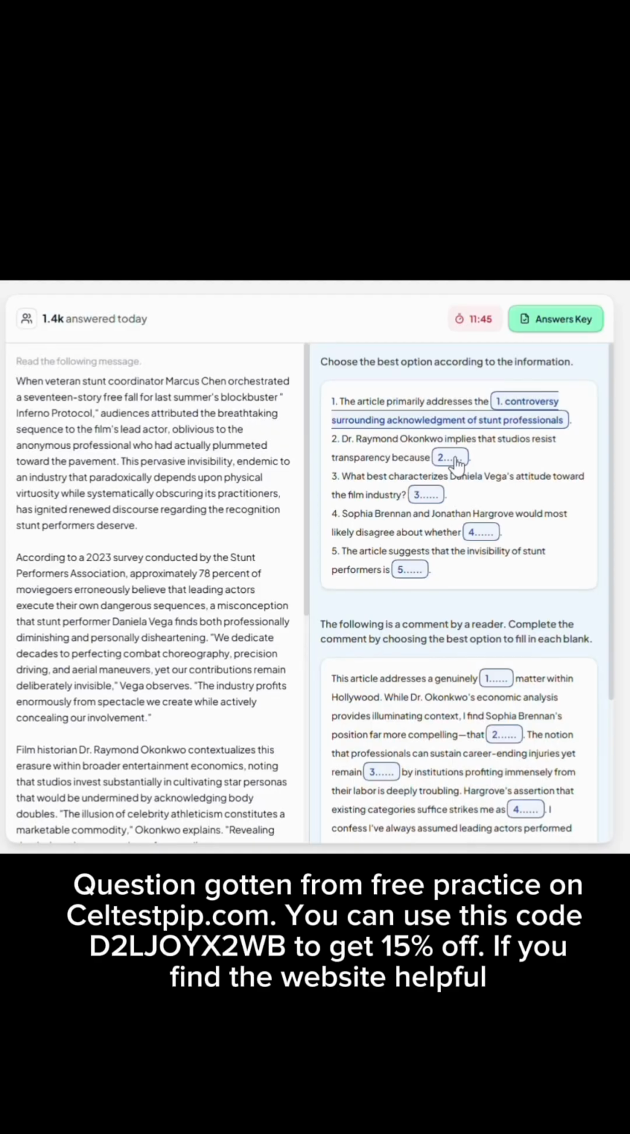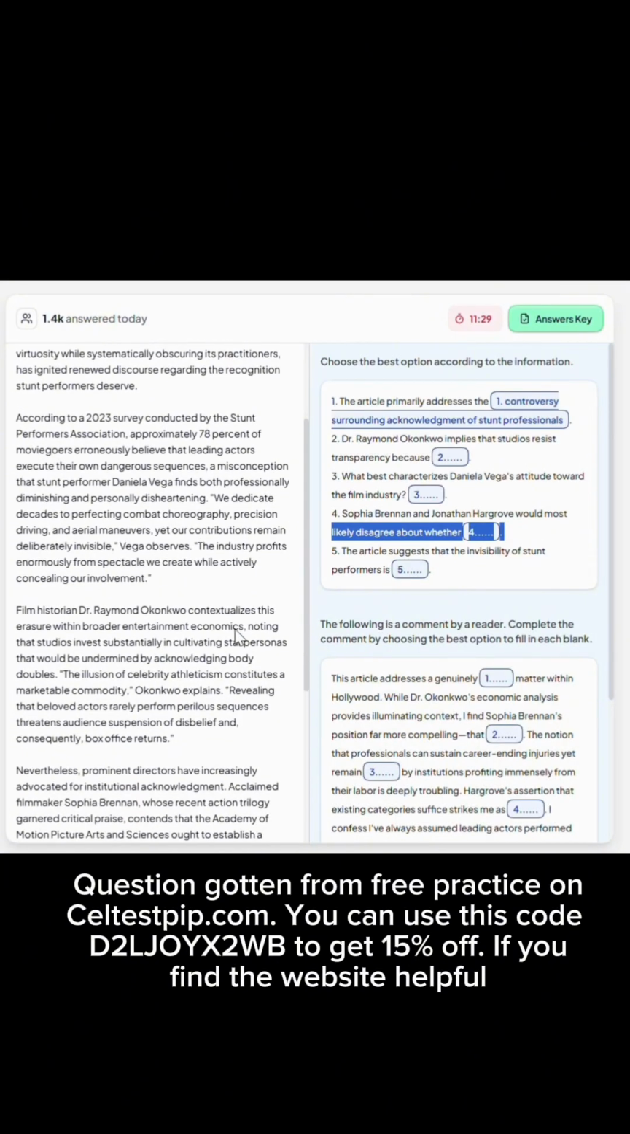So for my second question, I read the question and I get the keyword, which is the name of the person, Dr. Kunko. And what I do is start from the second paragraph and start running through the lines.